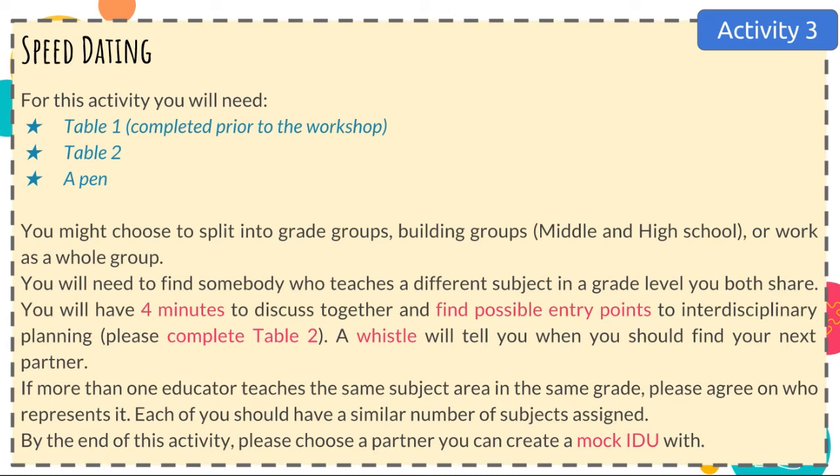You will have 4 minutes, 4 and only 4, to discuss together and find possible entry points to interdisciplinary planning. So you need to look at your tables number 1 and talk about what things you have in common. Remember, you could enter units through concepts, either key or related concepts, global context, or content. So find things that you have in common, and please write this down on table 2.